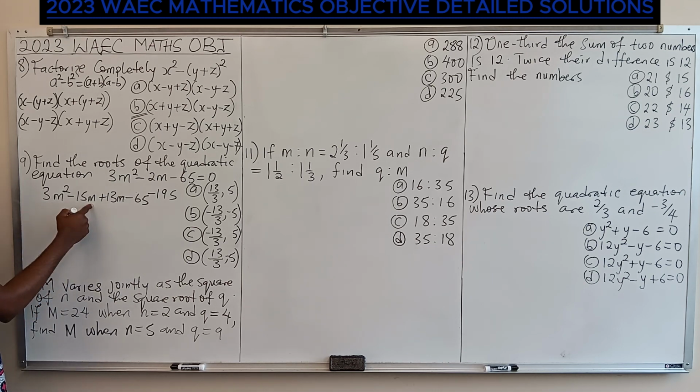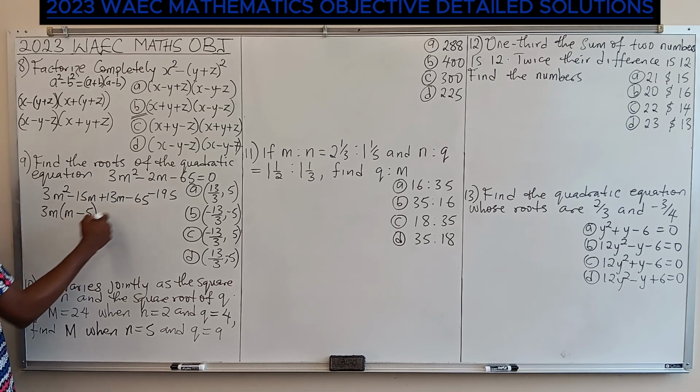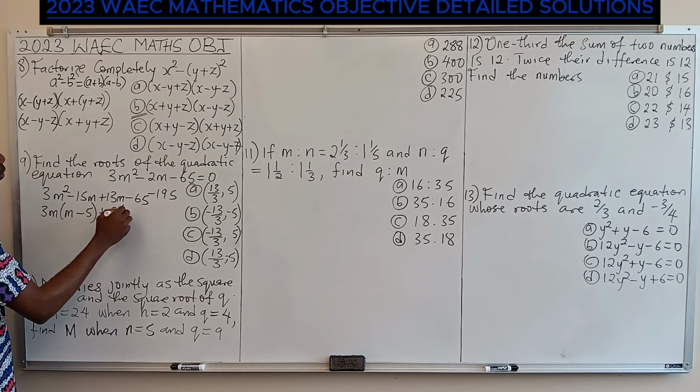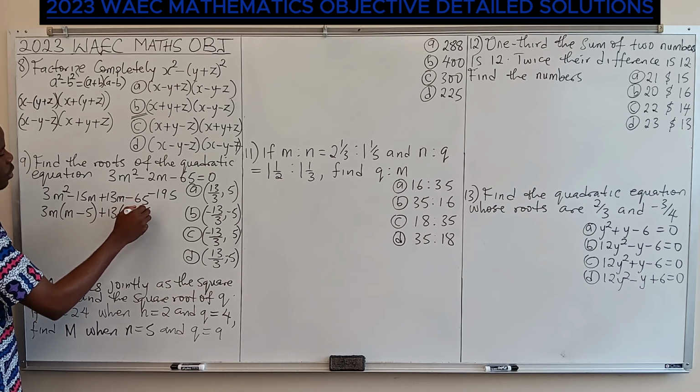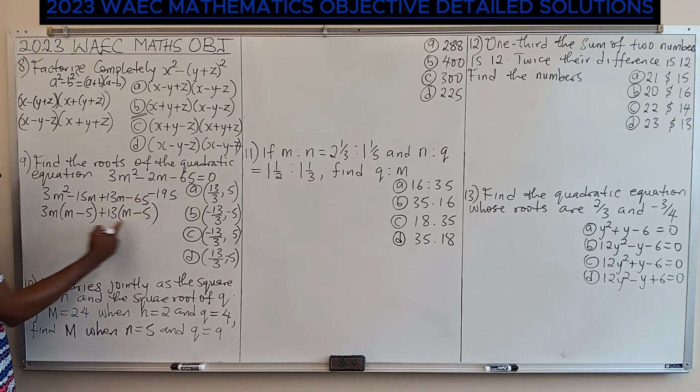So 3m is common here. So I factorize it out. I have 3m, I'm left with m minus 5. What is common here is 13, so I will have plus 13. Here I'm left with m, here I'm left with 5. So the next thing we'll do is to factorize m minus 5.